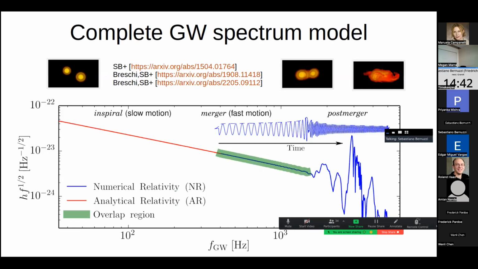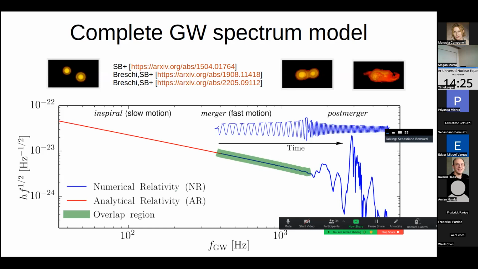We have done more work to try to model the entire gravitational wave spectrum. Was there a question? No question. Okay, interrupt me if you have a question.